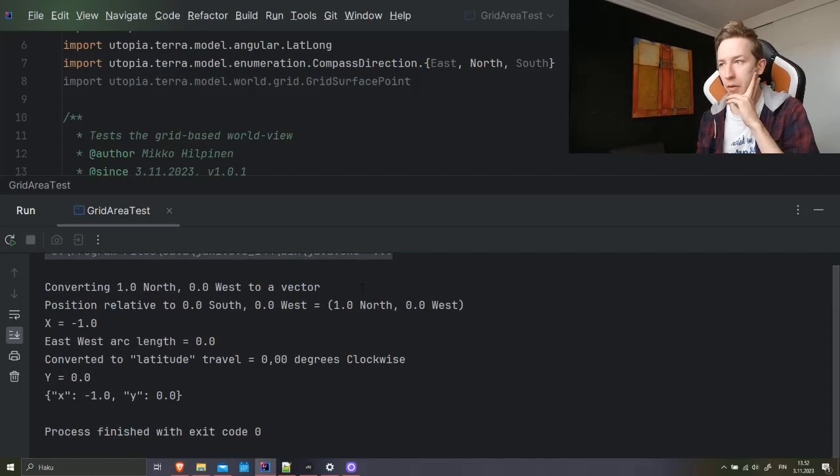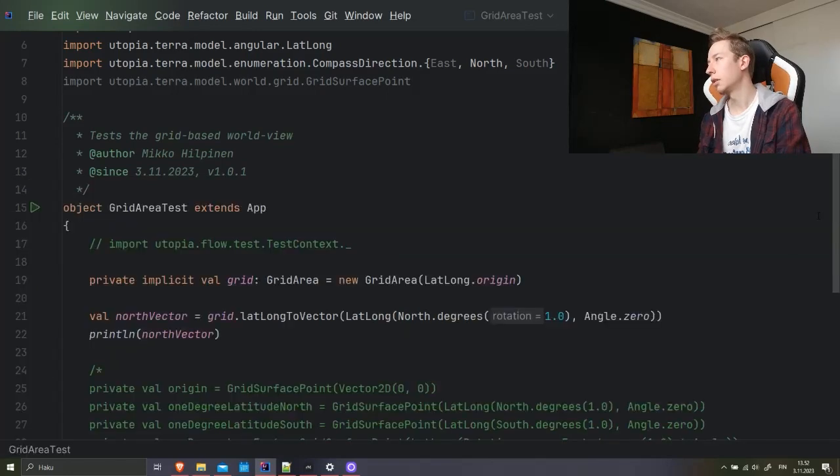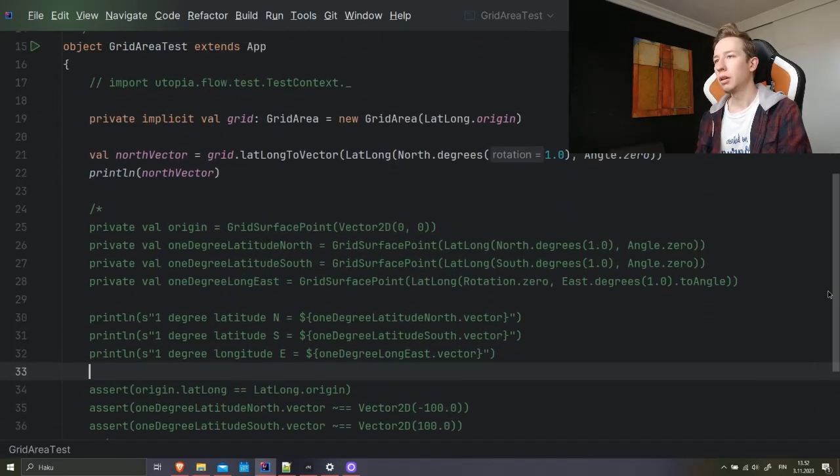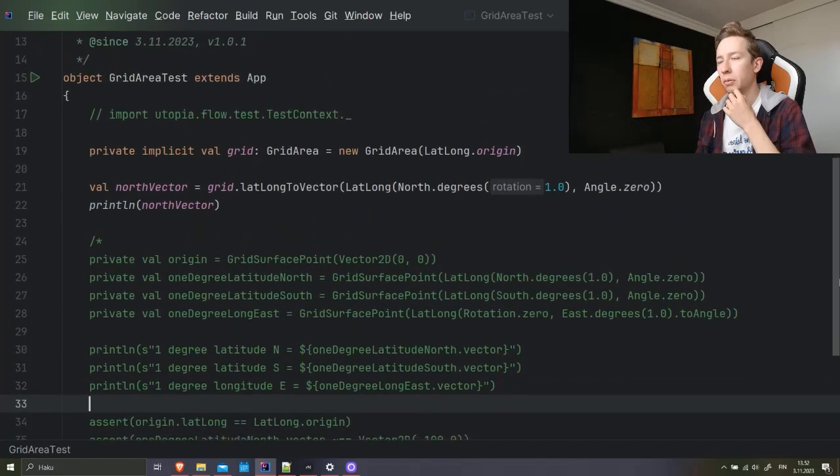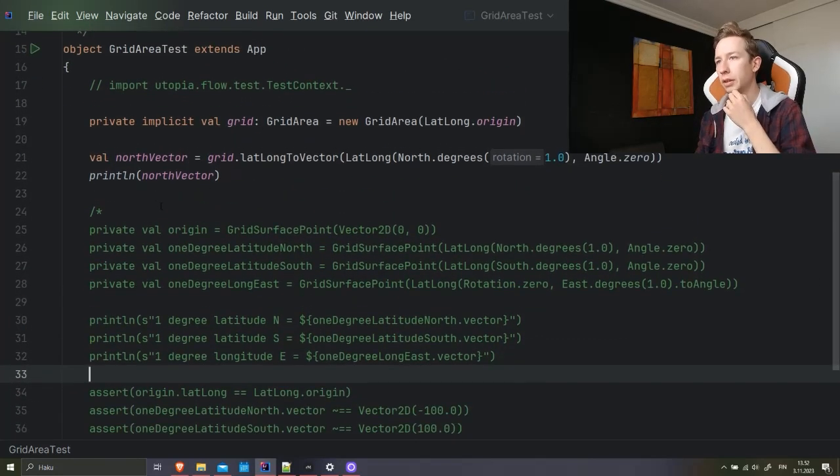Anyway, x minus 1.0, that looks exactly what we want it to look like. And y, 0. So nice, really nice. Thank God. So let's continue with the testing.